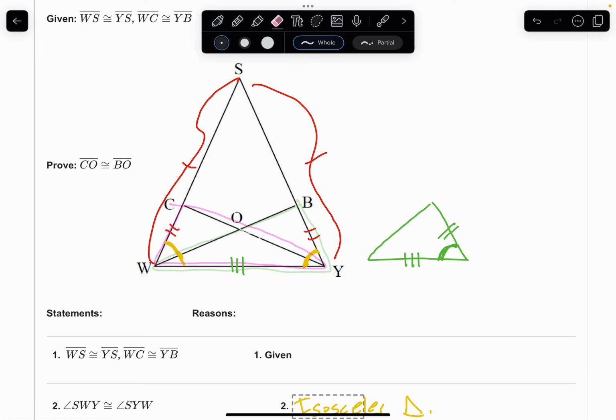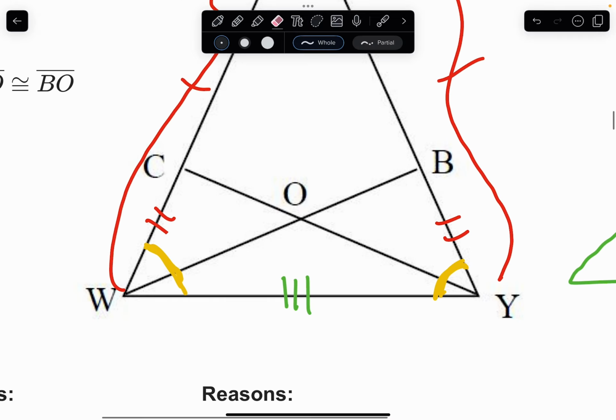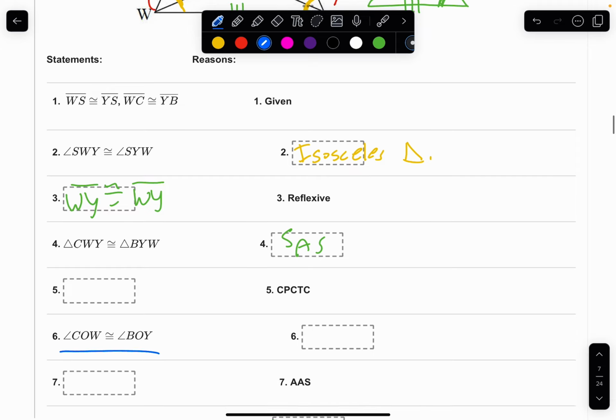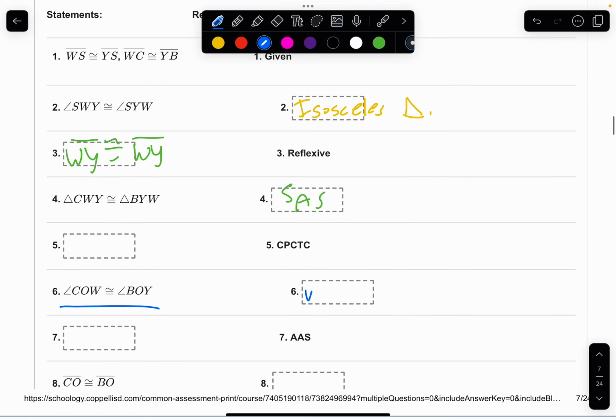I'm going to erase some of this because there's a lot going on. So now they said angle cow, C-O-W, that's this angle, and angle boy, that's this angle. They said those are congruent. Okay, I can do that. That's vertical angles. That's just the definition of vertical angles.